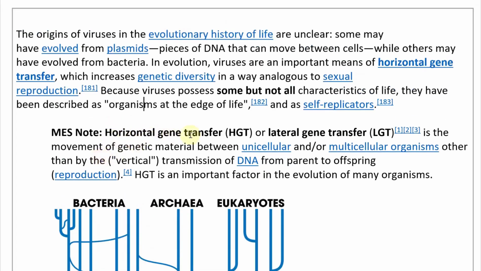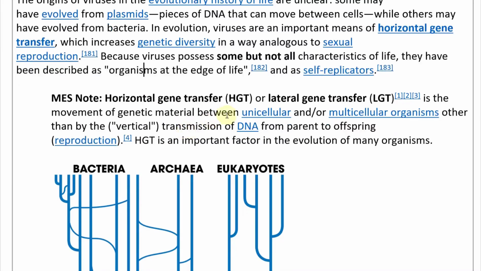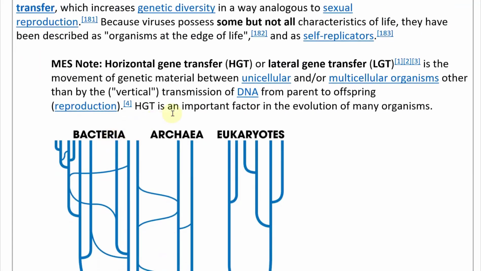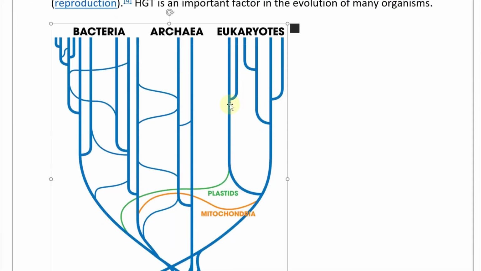So, a note: horizontal gene transfer, or HGT, or lateral gene transfer, LGT, is the movement of genetic material between unicellular and/or multicellular organisms other than by the, quote, vertical transmission of DNA from parent to offspring in reproduction. HGT is an important factor in the evolution of many organisms.